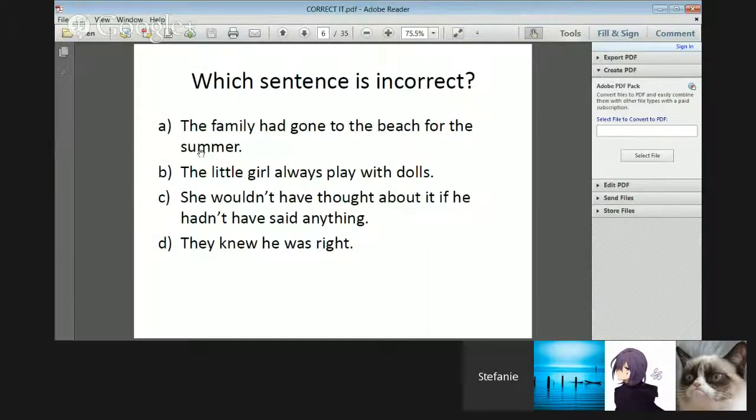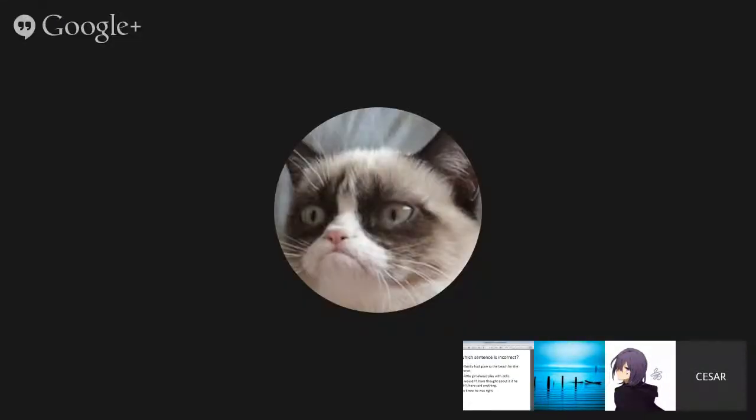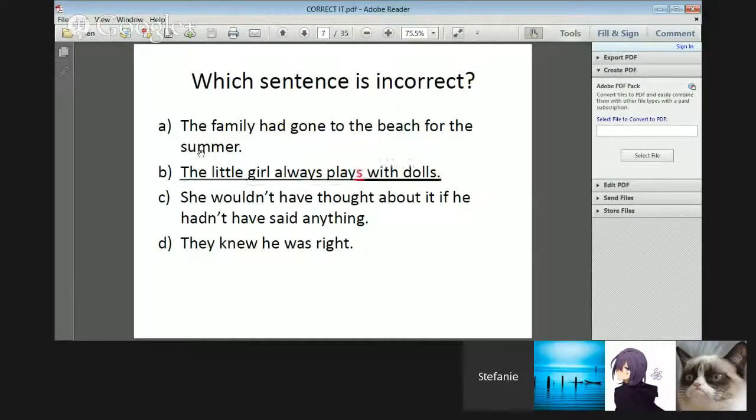Okay, Caesar, which sentence is incorrect? So there's only one that's incorrect. Listen. The family had gone to the beach for the summer. The little girl always play with dolls. She wouldn't have thought about it if he hadn't have said anything. They knew he was right. So which sentence is incorrect? Mm, only one sentence is incorrect, so I think that is sentence letter B. Good, absolutely. The little girl always plays with dolls.